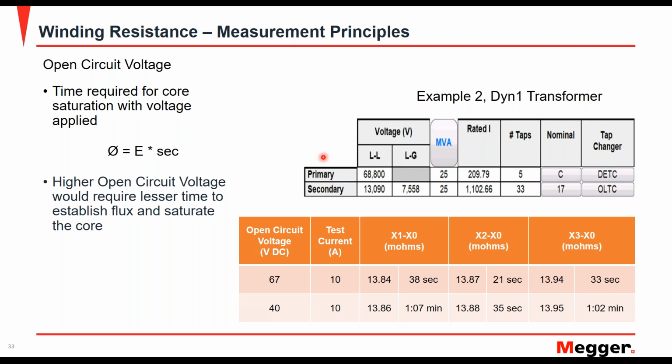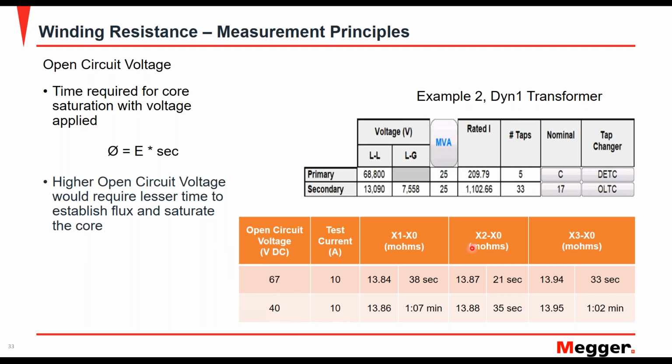So that's how we will look at example 2 here. This is a DYN1 transformer. It's delta wound on the primary side and a star wound on the low side with a neutral. For this transformer, a winding resistance measurement was made with a 10 amp test current with an open circuit voltage of 40 volts.